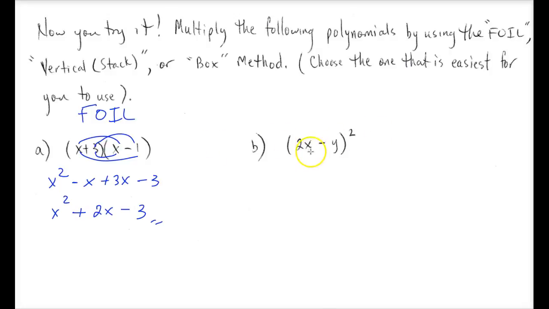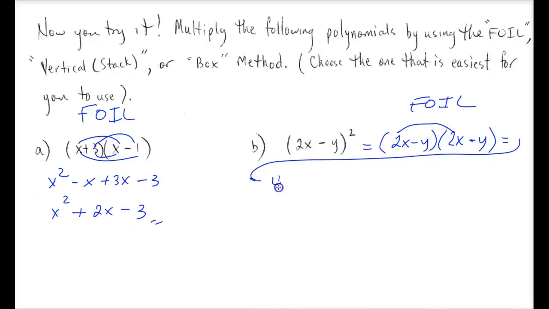For our next one, we have (2x - y) quantity squared. And so what this really means is 2x minus y times 2x minus y. So again, this is just an abbreviated form of this. So we could do the FOIL method here if we wanted as well. And so in doing that, first, 2x times 2x gives us 4x squared.